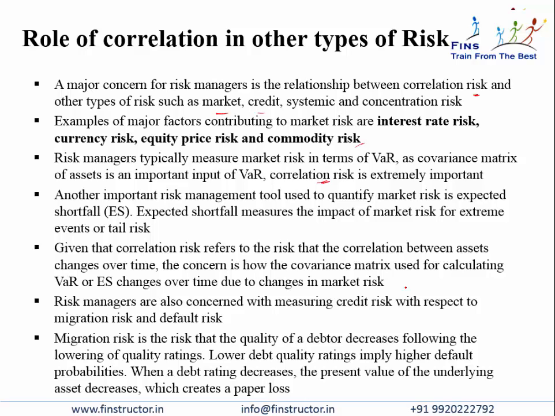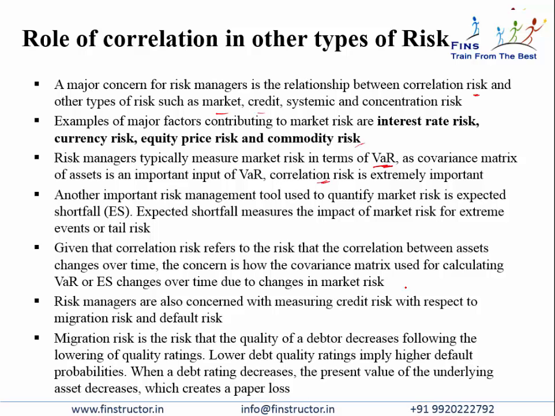Another risk management tool is expected shortfall, that is the average value of the loss when it exceeds the VaR. Given that correlation risk refers to the risk that the correlation between the assets changes over time, the concern is how do we adjust this variance covariance matrix approach for calculating the VaR or the expected shortfall, as the covariance that we will use in the model in the first place is going to keep changing. So we will have to reevaluate this VaR number or the expected shortfall number.